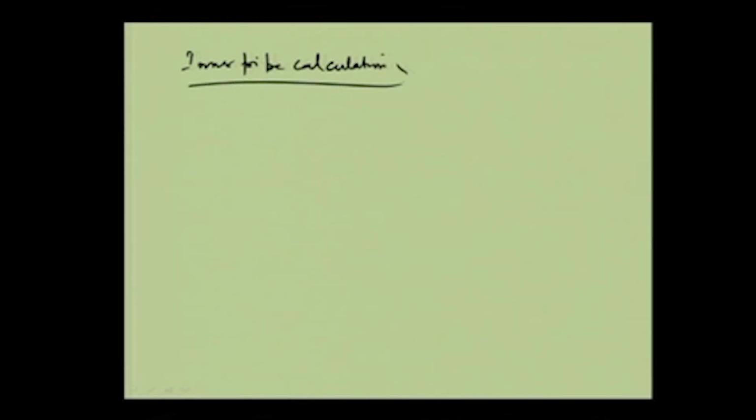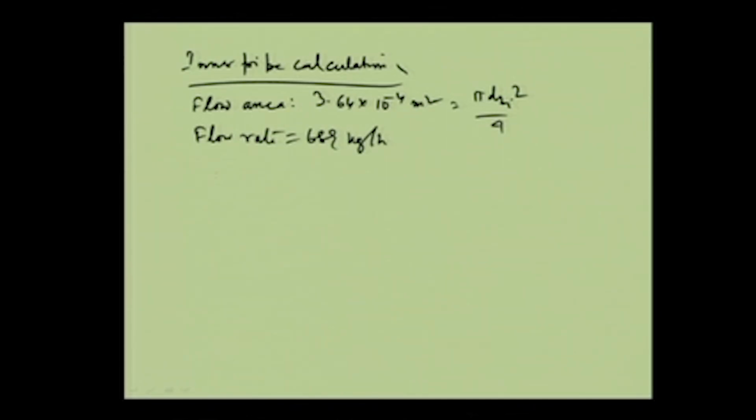Inner pipe calculation says that flow area is 3.64 into 10 to the power minus 4 meter square. It is equal to pi into dTi square by 4. Then flow rate is equal to 689 kg per hour. Mass velocity, that is GT, is equal to W by AT, and that is equal to 689 by AT, which is known.